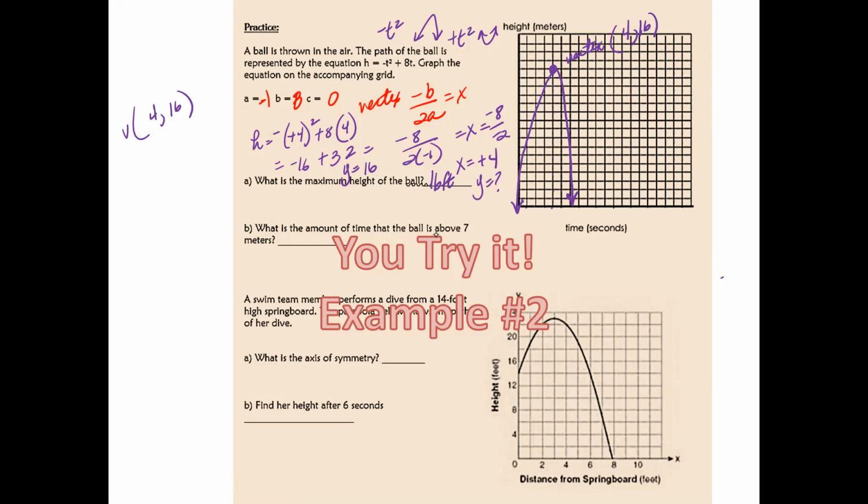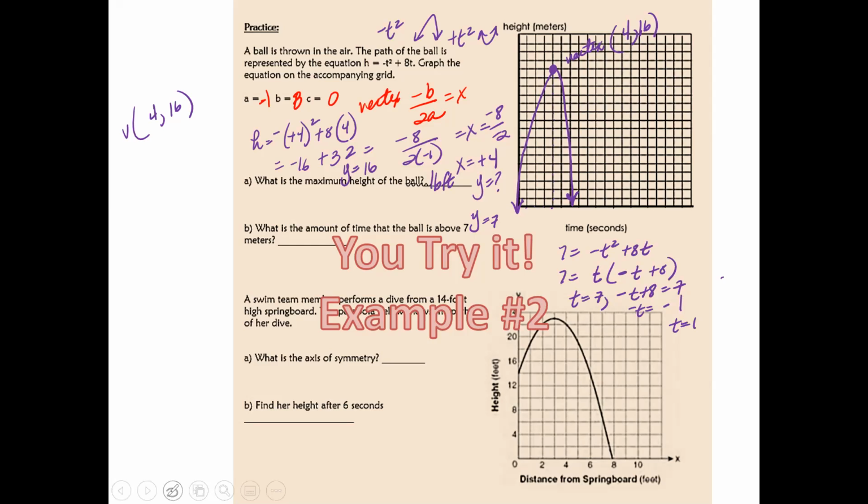What is the amount of time that the ball is above 7 meters? So for this one, you have y equals 7. So you have 7 equals -t squared plus 8t. My goal here is to solve for t. Let's go ahead and factor out a t. So I have t times (-t plus 8) equals 7. So t equals 7, and -t plus 8 equals 7. -t equals -1, so t equals 1.